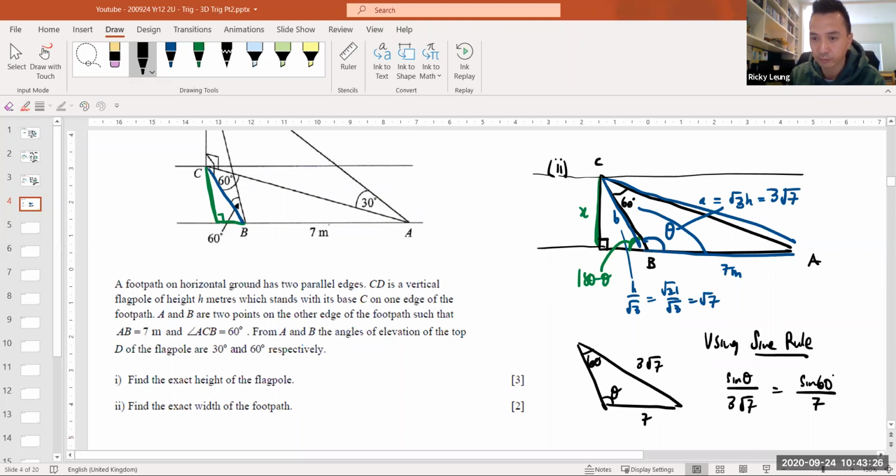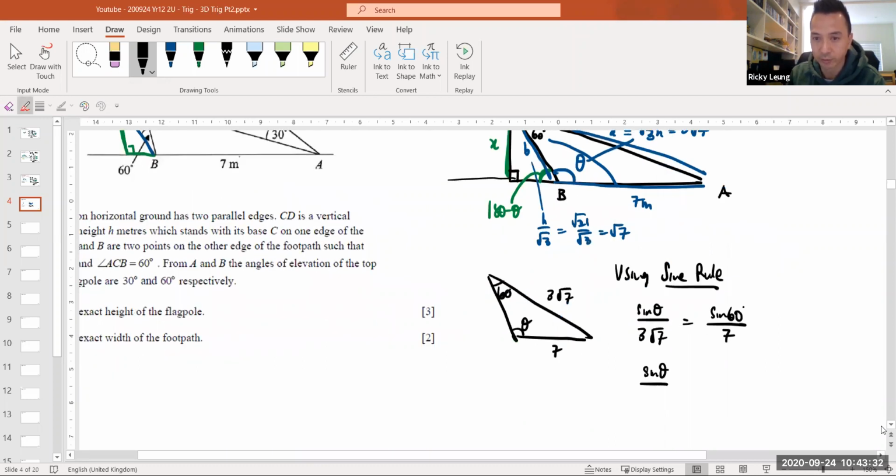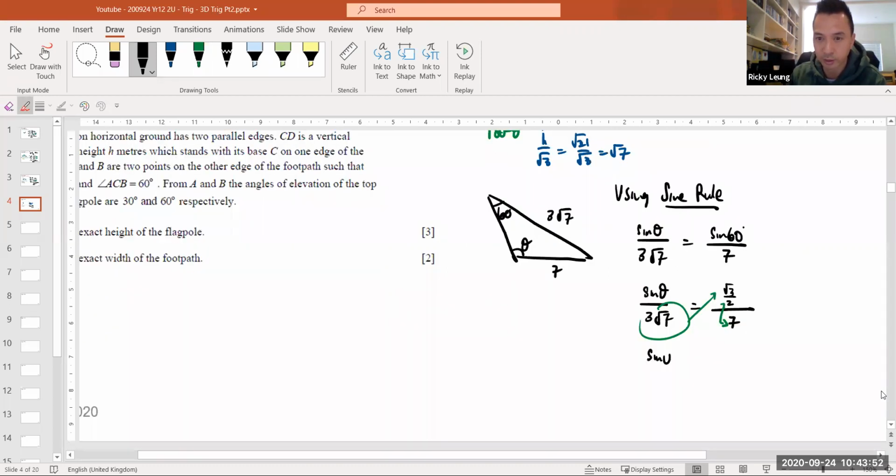Now, we know that sine 60 is root 3 on 2, so sine theta over 3 root 7 equals root 3 on 2 over 7. So I'm going to do two things. Firstly, the 7 and the 2 can be multiplied, because it's on the bottom, so that's 14. And multiply this guy up. See where that takes me. So sine theta equals, what's that, 3 root 21 on 14. Let me just check that. Perfect. I'm going to leave it there as an expression. Can't really do anything more with that.